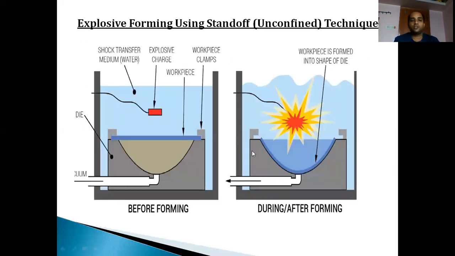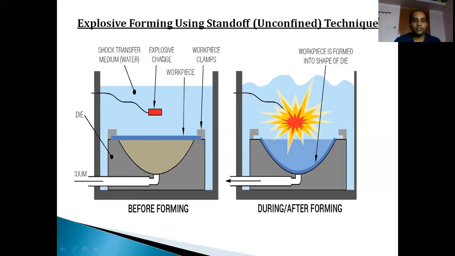So this you can see in the picture. We are using two images here. And one more important thing is, in explosive forming you are using two types. The first type is known as the standoff technique, or you can also call it the unconfined technique. What is this standoff technique?